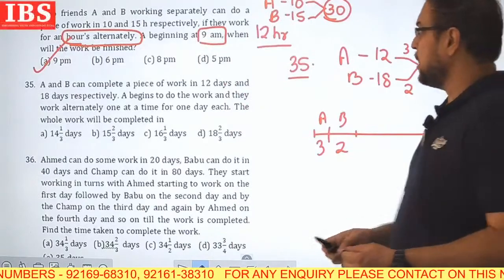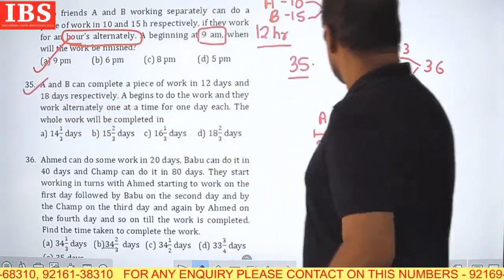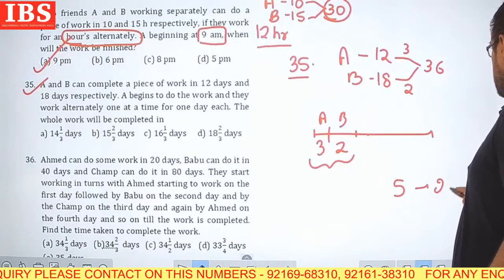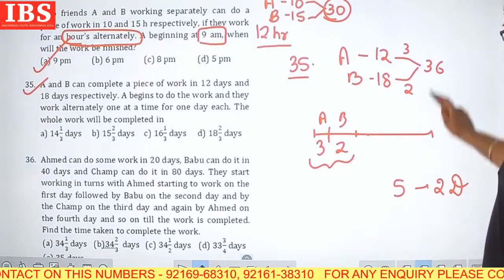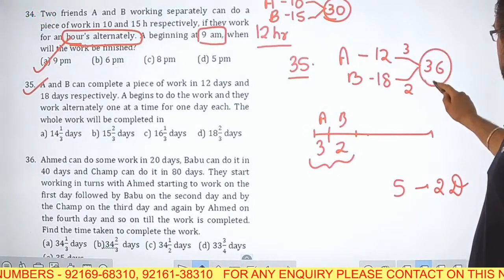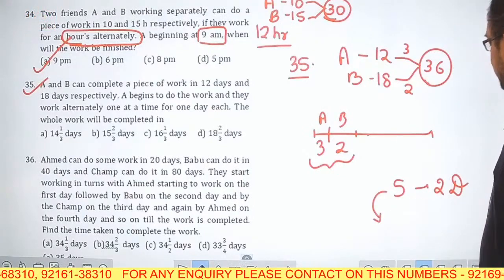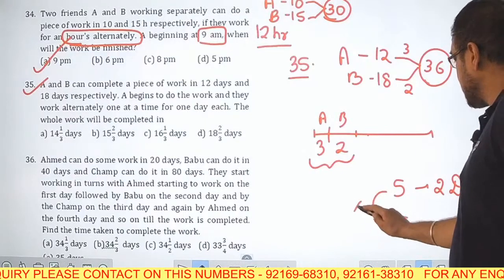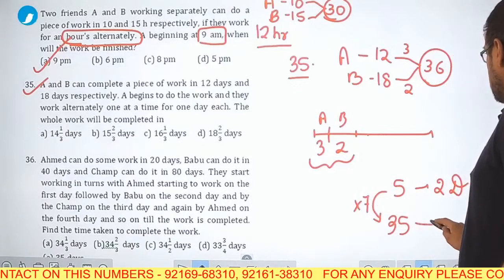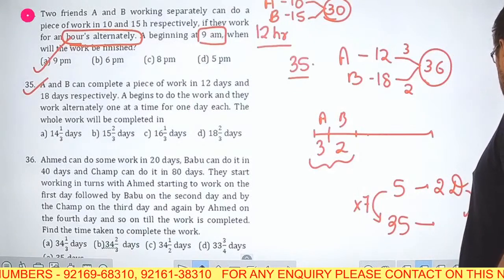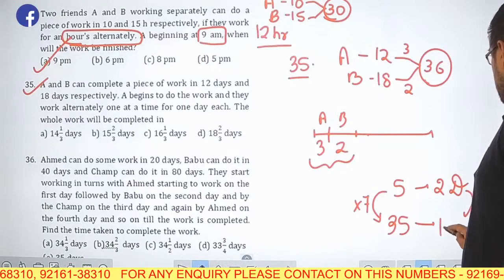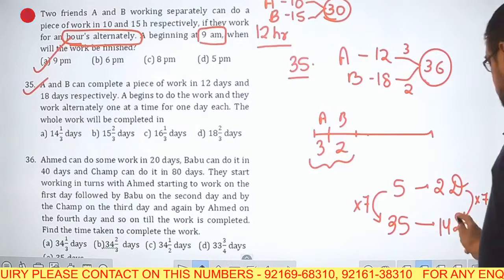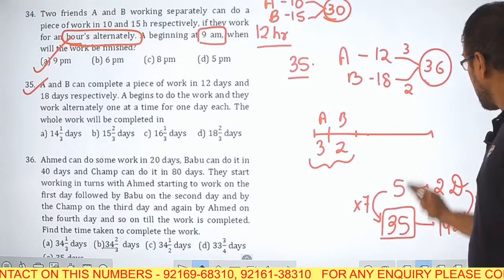Okay. Now the 35th question is this. 3 plus 2 becomes 5 in 2 days. Now the work to be done is 36. Now we take the exact multiple of 5 nearest to 36, that is 35, and this is 7 times. So this will take 2 into 7, 14 days to finish. So 14 days for 35 work, and out of 36, 35 is done.